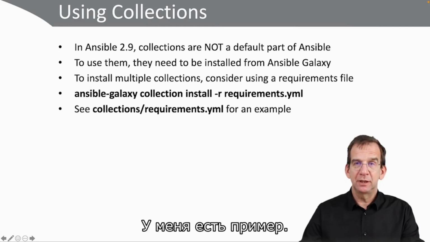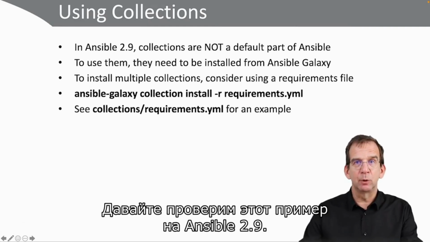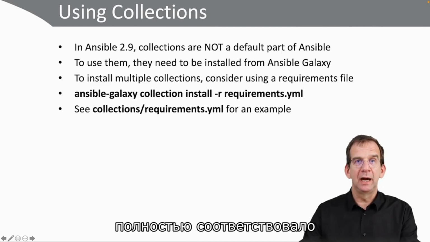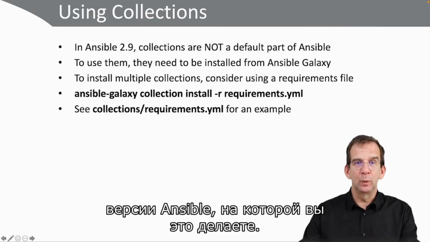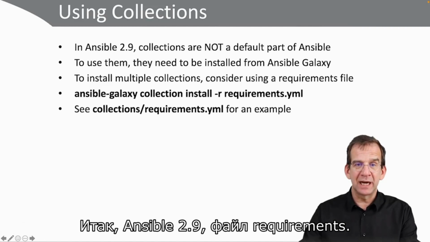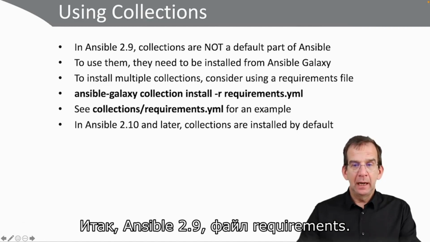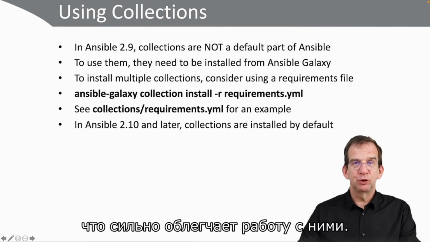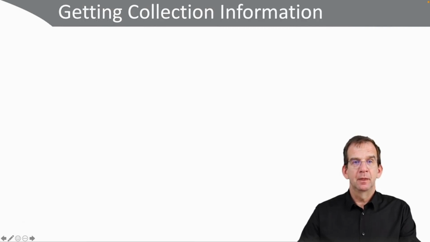I have an example. Let's check out the example on an Ansible 2.9 system. In this video, it's really important that with everything we do, you are fully conscious of the version of Ansible on which we are doing it. So, Ansible 2.9, the requirements file. In Ansible 2.10 and later, collections are installed by default. So that makes it a lot easier.